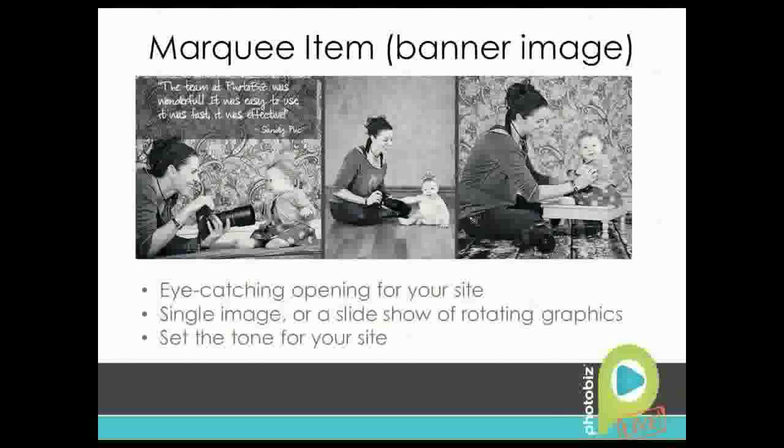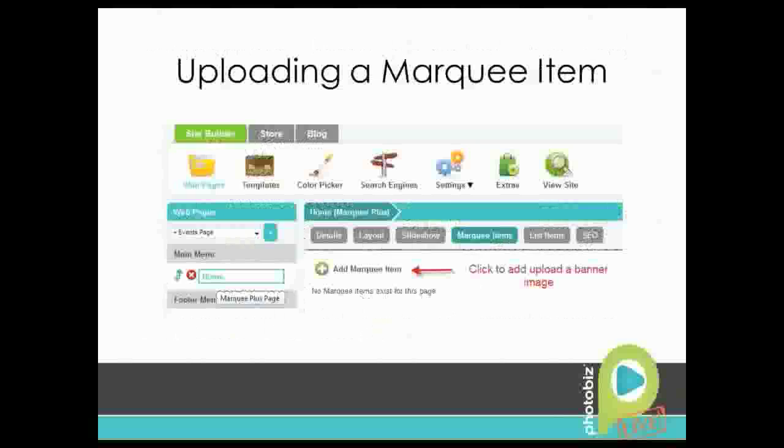Now these rotating graphics can actually be clicked on and linked to another page within your website or an external link somewhere else. Now what you'll see here is a shot of our control panel, and within there, if you're on the Marquee Plus page, you'll see the Marquee Items tab, where you can actually click to add a marquee item.